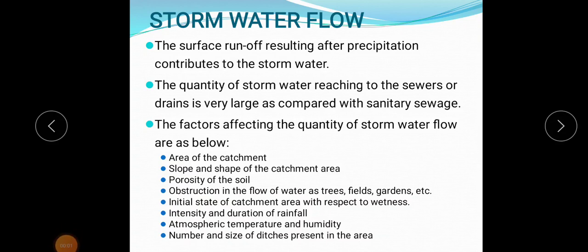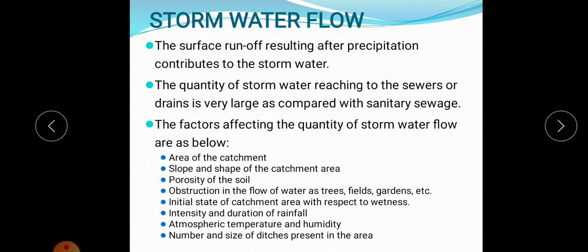Good morning, students. In the last lecture we studied sewers and the sewerage system. In order to design the sewers and the drains, it is necessary to estimate the quantity of sewage discharge and stormwater discharge that are likely to enter the sewer or drains. The methods for estimating the maximum sewage discharge were discussed in the last lecture.